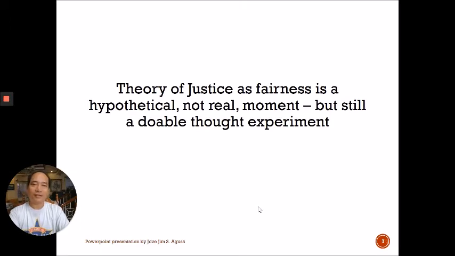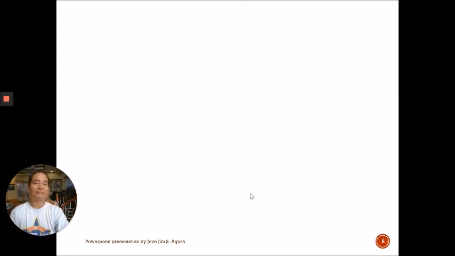It's not a real moment, but still a doable thought experiment. Remember, it's a theory, so it's doing a thought experiment. It may be hypothetical, but according to Rawls, it is a doable thought experiment. Meaning, it could be an ideal society, but it's doable. It's a realistic ideal, so to speak.